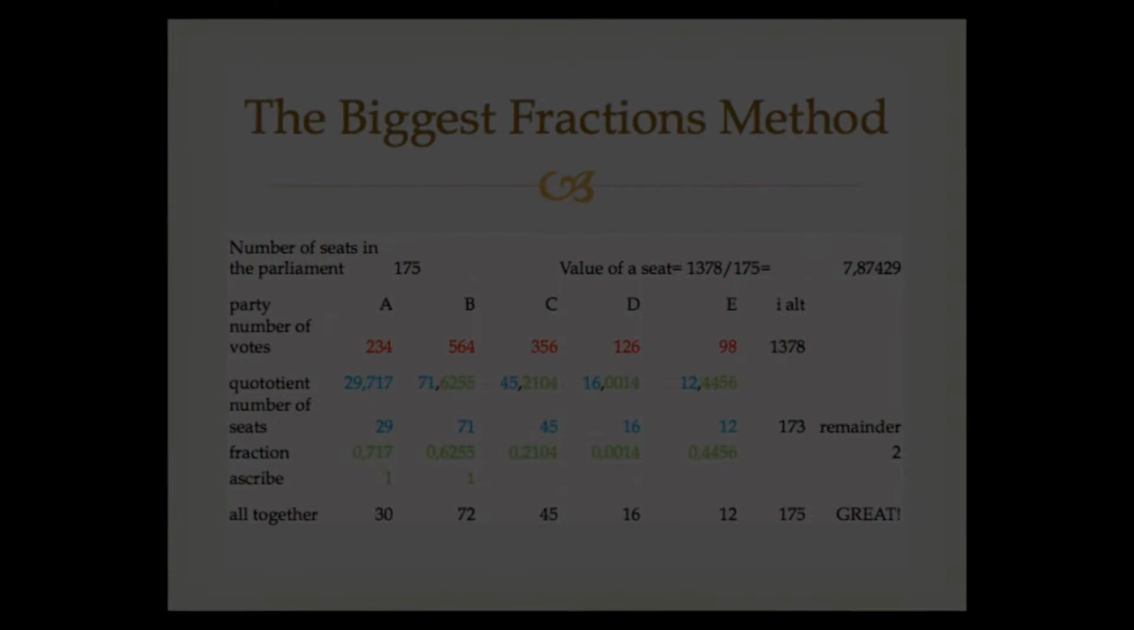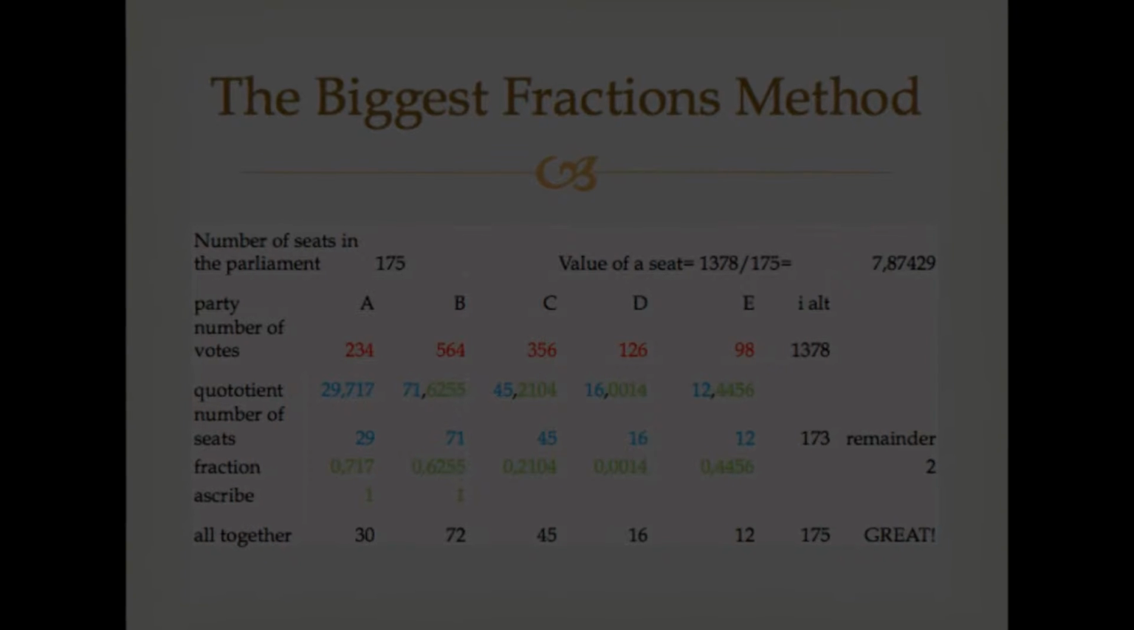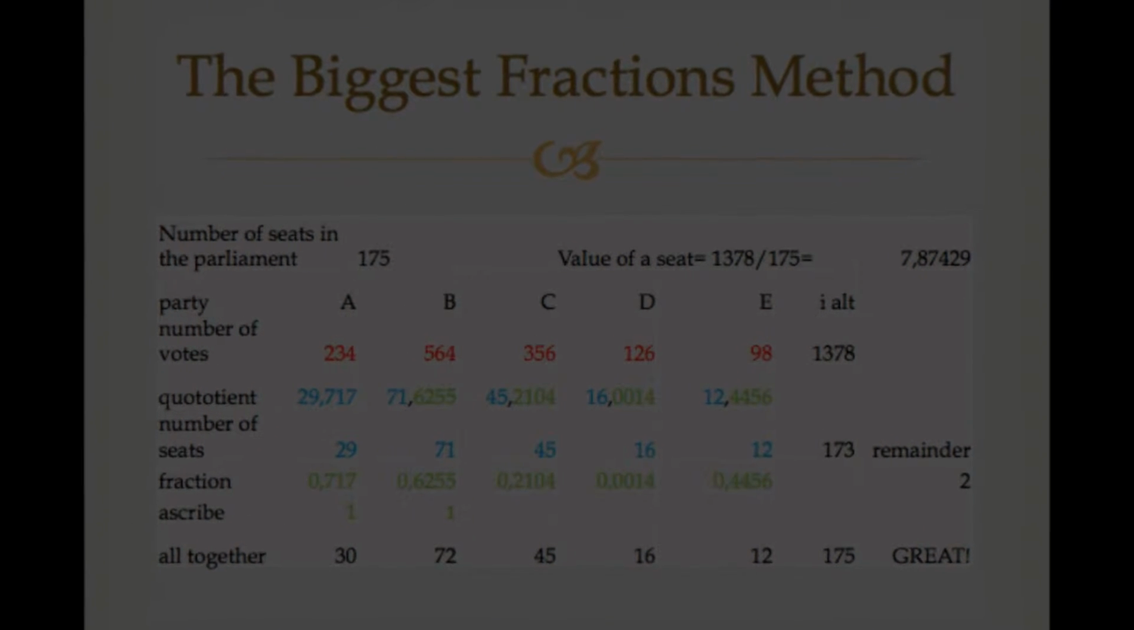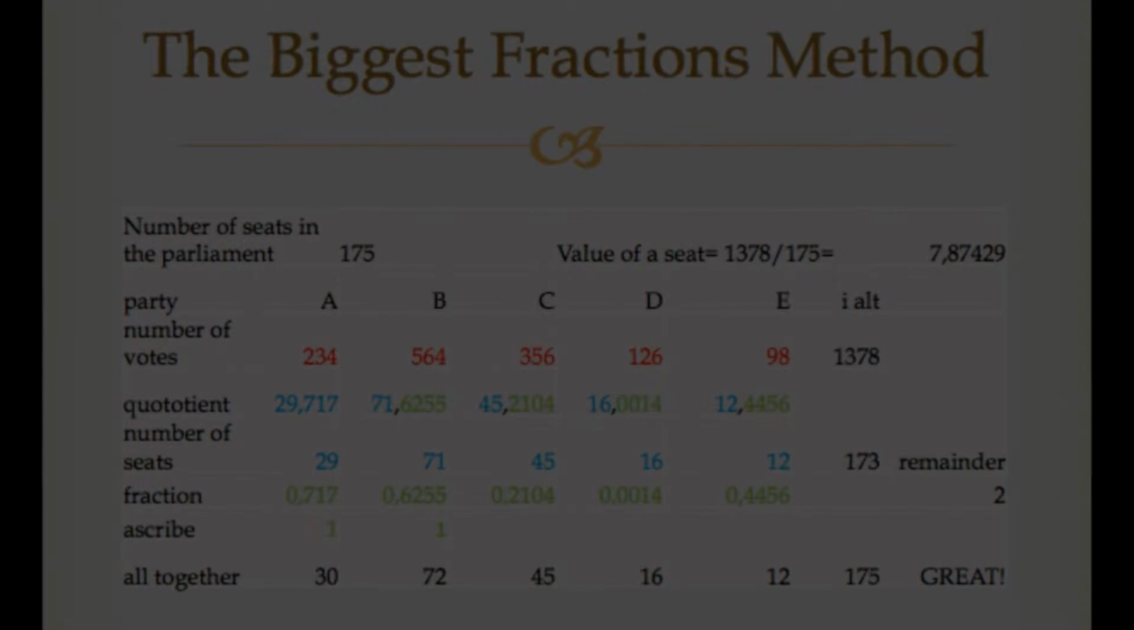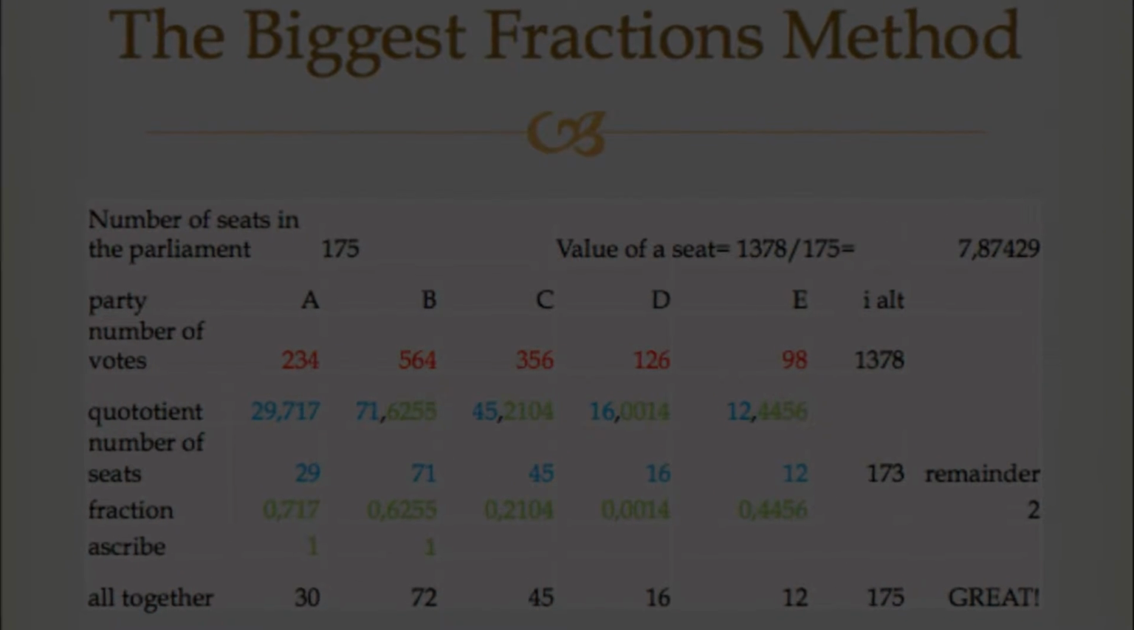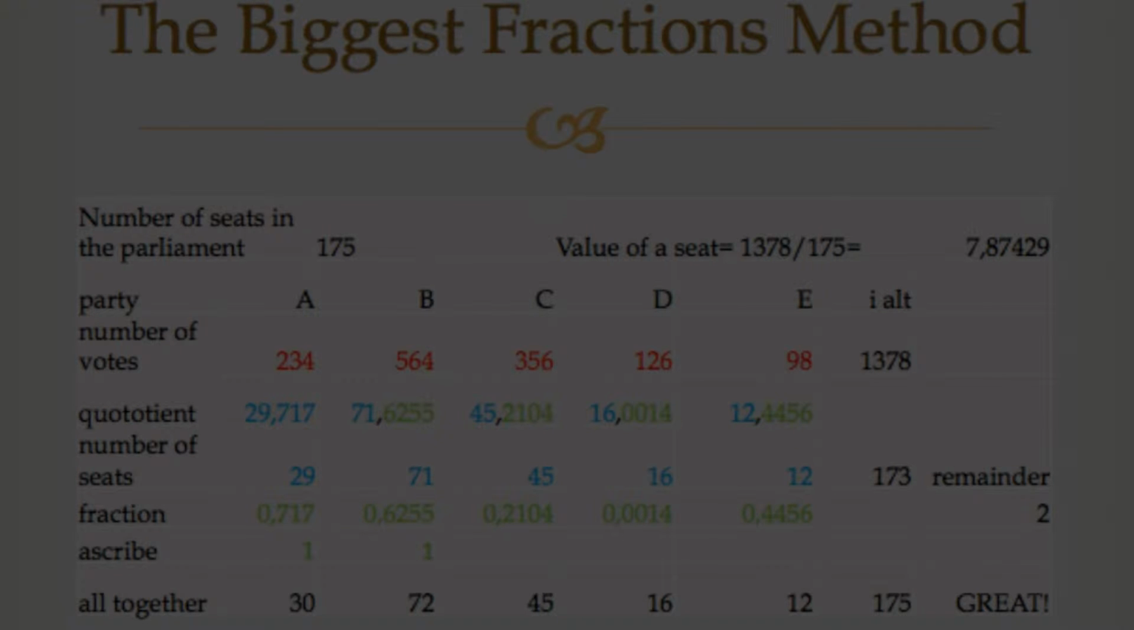So we use the biggest fractions method to get the 2 last numbers out. You can see that there are 2 numbers with very big fractions. That's 29.7, party number A, and party number B, 71.6. And those 2 fractions ascribe 1 seat each. So altogether we have party number A with 30 seats, party number B 72, C 45, D 16, and E 12. Altogether 175. Great! All the seats are now given out to the parties.